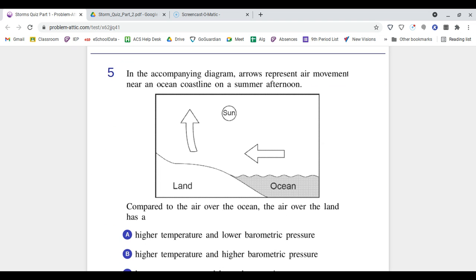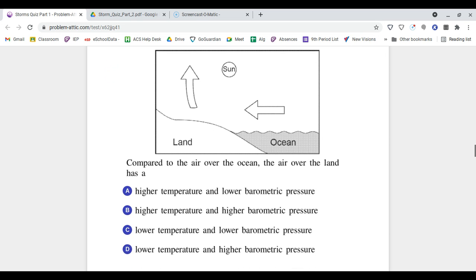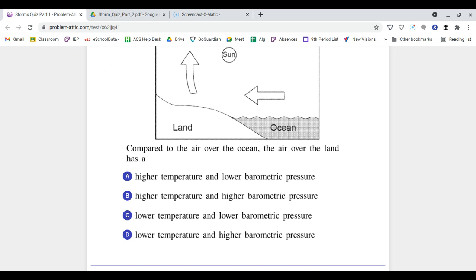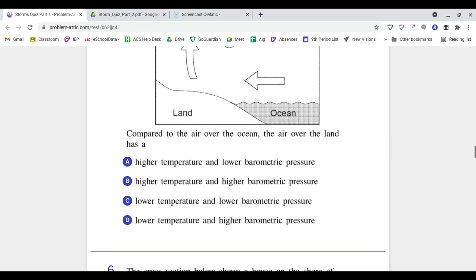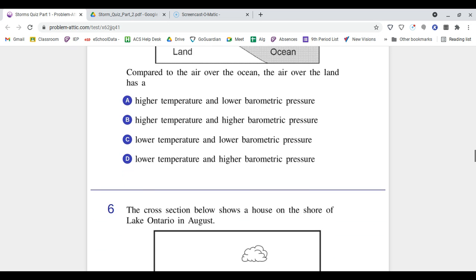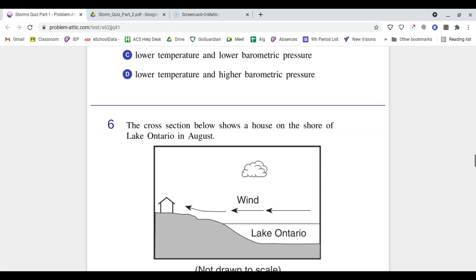Number 5. In the accompanying diagram, arrows represent air movement near an ocean coastline on a summer afternoon. I see the sun. If I remember correctly, Mr. Enderberry had this drawn up on his board, right? Compared to the air over the ocean, the air over the land has what? First, you need to decide if it's a higher temperature or a lower temperature. Make your best judgment. Good, good, good.